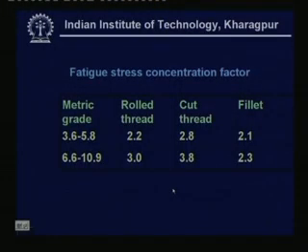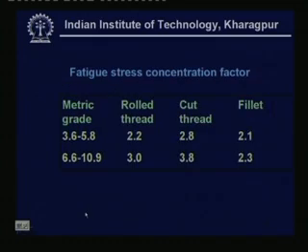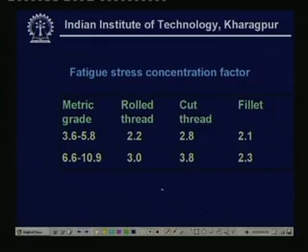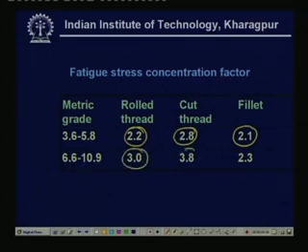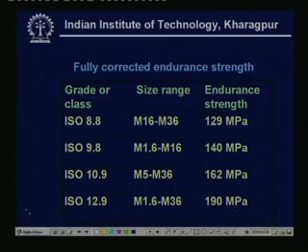Now the fatigue stress concentration factors, these are the factors for metric grade 3.5 to 5.8. For the rolled thread it is 2.2, for the cut thread 2.8, 2.1 for the fillet, and so on. For 6.6 to 10.9, it is 3.0, 3.8 and 2.3. Then we have the fully corrected endurance strength. These are roughly some guidelines.